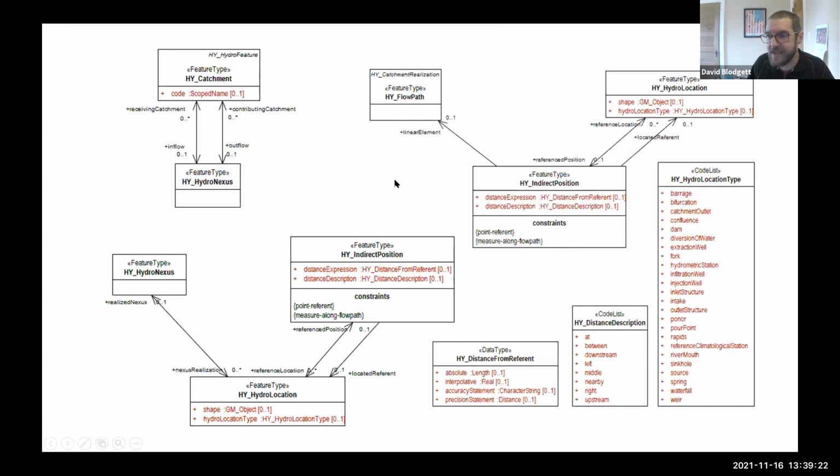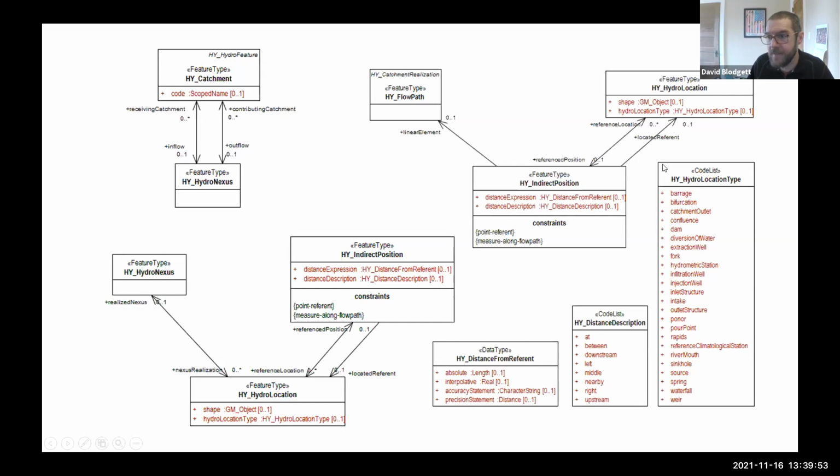So, in the conceptual data model, there's a lot more here. Just pointing out, we've got different ways of doing distance description. It might be an absolute, like meters. It might be interpolative, like a percent along. We might have a distance description that describes more detail about where relative to the point referent an indirect position is meant to be.